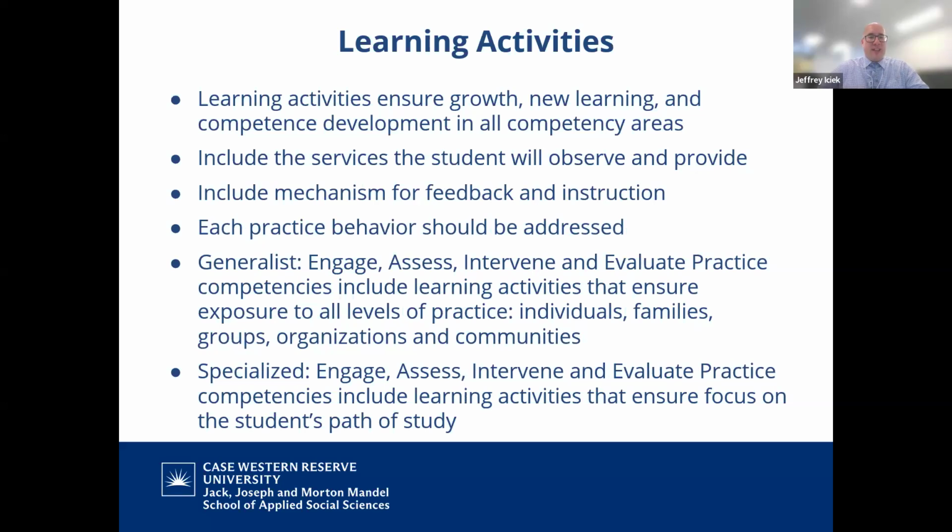Again, we want to make sure that not just the competencies are being developed, but each competency has at least 2 or 3 practice behaviors that need to be addressed through the student's learning. That's explicitly noted on the learning agreement. It just gives a little more direction in terms of what the student needs to be doing for each area of competence. And if your student is a generalist or first-year student, they need to be practicing at all 5 levels. If they're a second year or a specialized student, they need to be practicing at the level appropriate with their path of study.